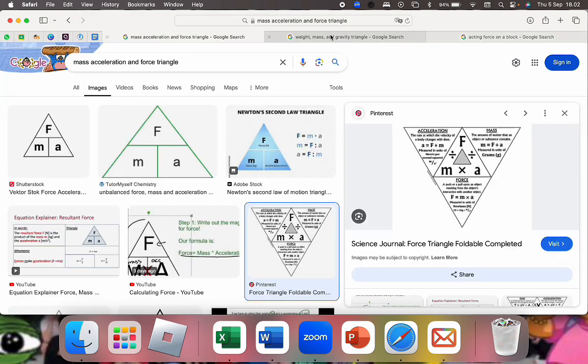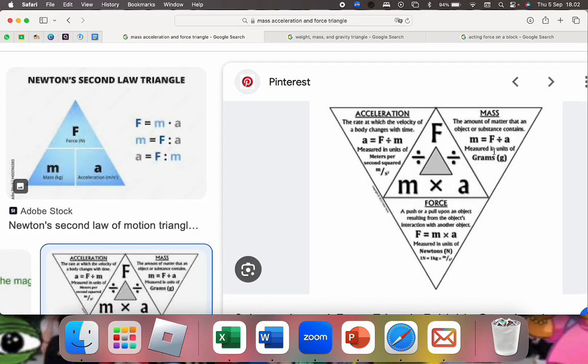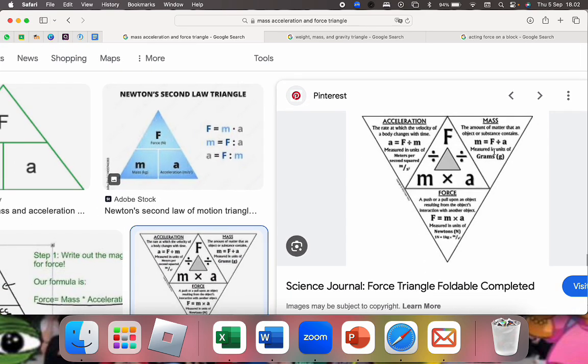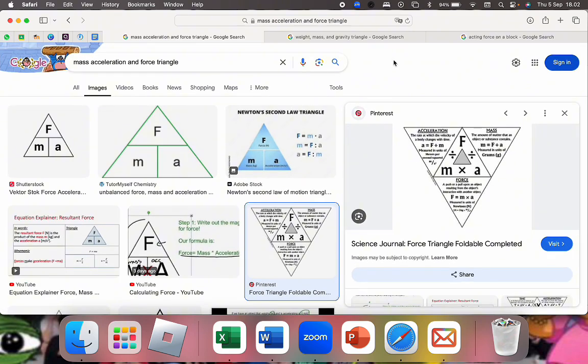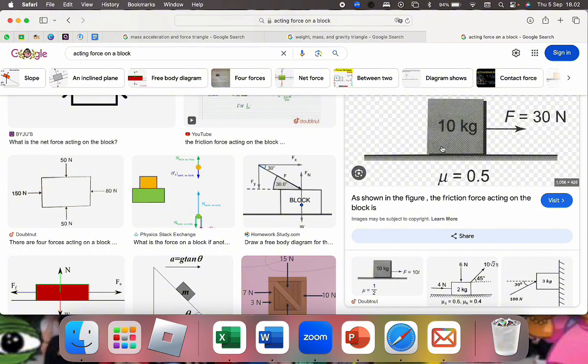Now, hopefully you understood the formula that goes on. Look at this. Force is ma, m is f divided by a, a is f divided by m. Oh, sorry, m is f divided by acceleration. So ignore any weird ones there. You're gonna just move on to this.